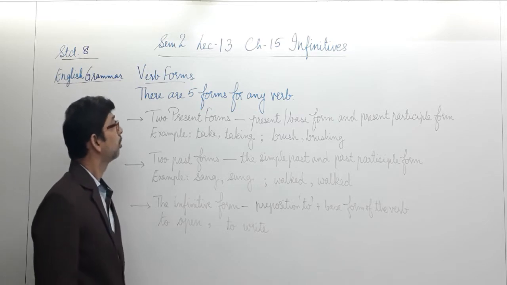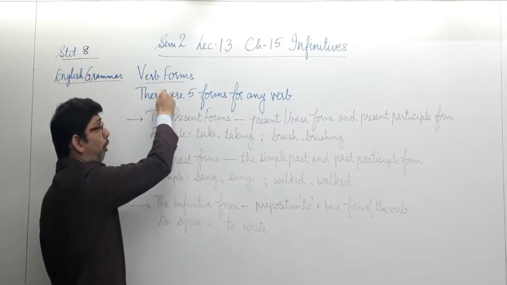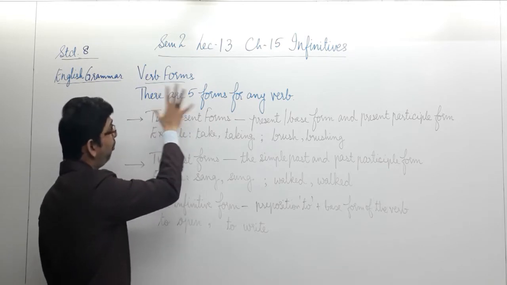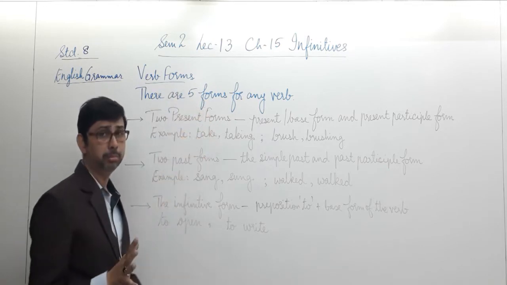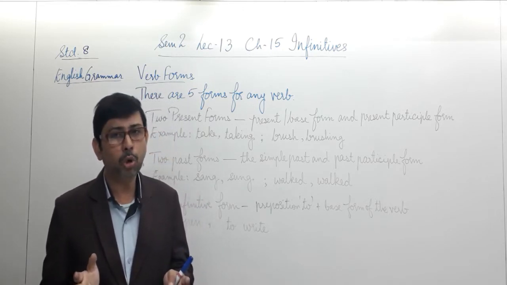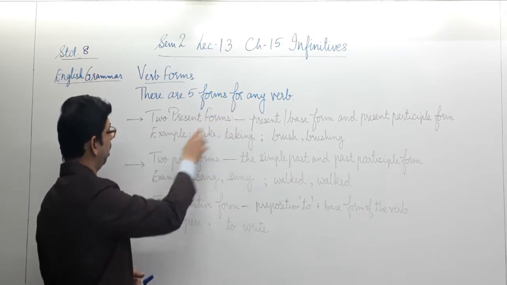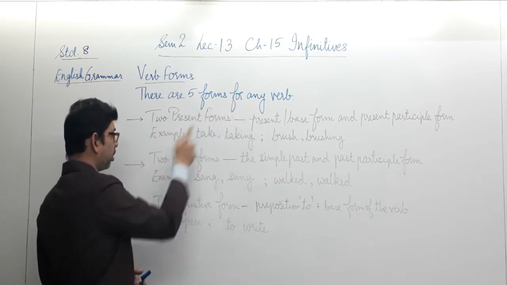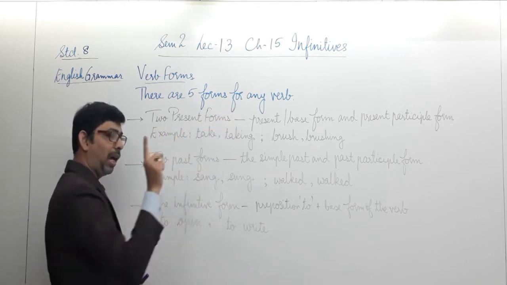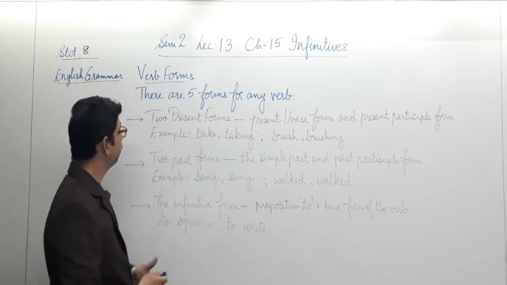Verb forms. So understanding about infinitives is directly connected to verb forms. There are 5 forms of any verb. Well, I am quite sure that you are acknowledged about verbs. Action, doing words are called verbs. So there are 5 forms of any verb: 2 present forms, 2 past forms, and 1 is the infinitive form. Let us read the details about it.